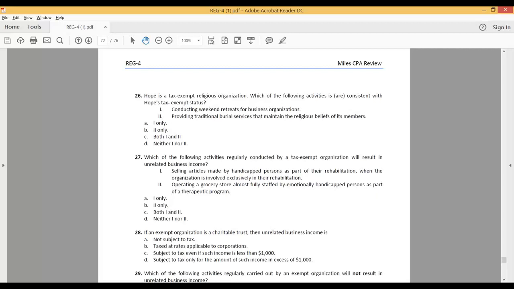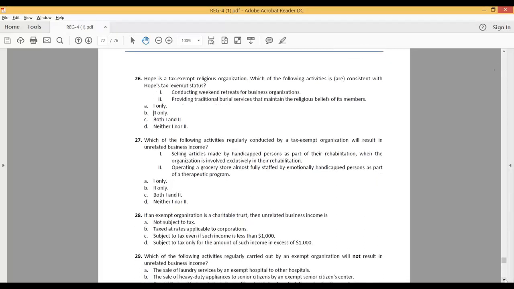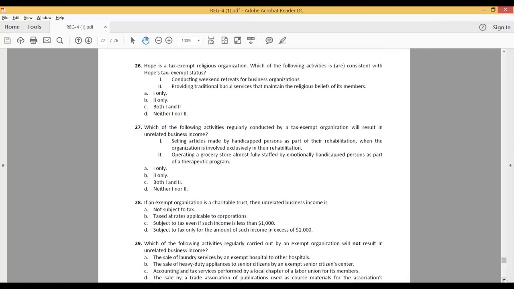not subject to tax, taxed at rates applicable to corporations, subject to tax even if such income is less than $1,000, subject to tax only if the amount of such income exceeds $1,000. D, excess, right? A trust would be taxed at the trust tax rate and not the corporate tax rate, and it's subject to tax only if the income exceeds $1,000.